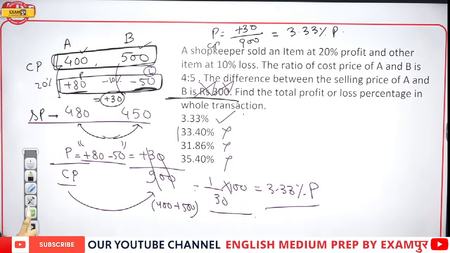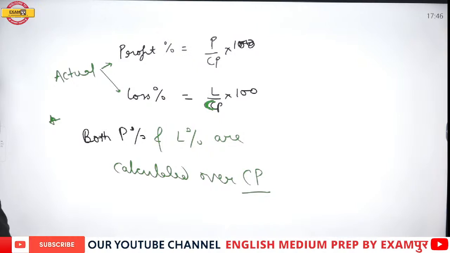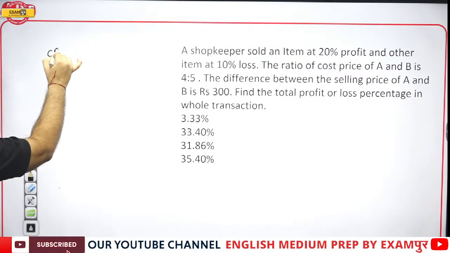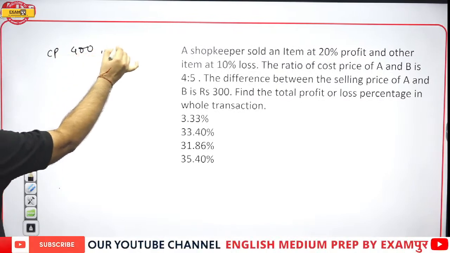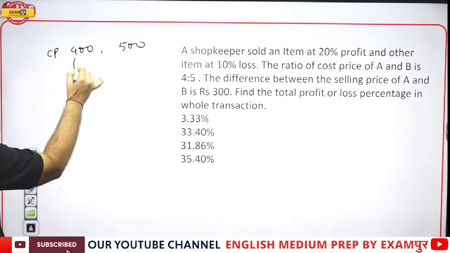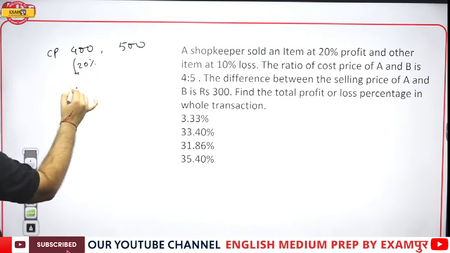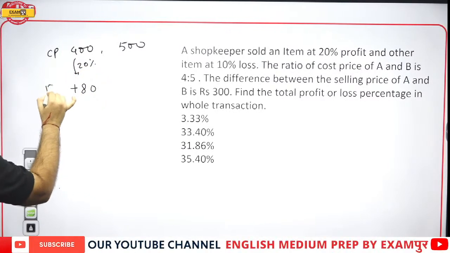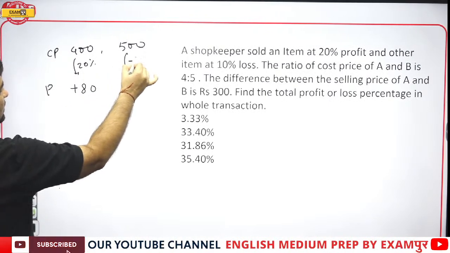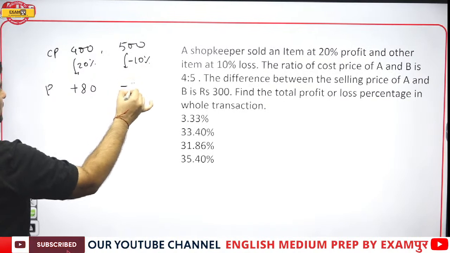So when you write it down in your notebooks, you will only assume the CPs 400, 500. On the first, there is a profit of 20%, so there is a profit of 80. And on the second, there is a loss of 10%, so you will say, sir, there is a loss of 50.